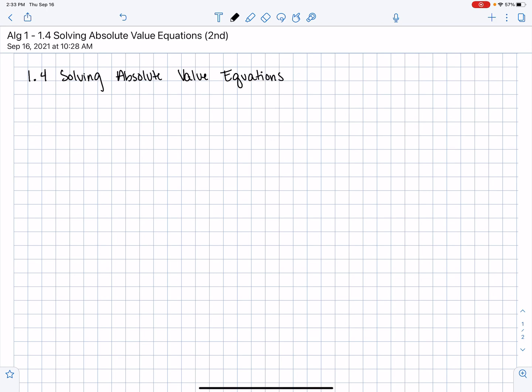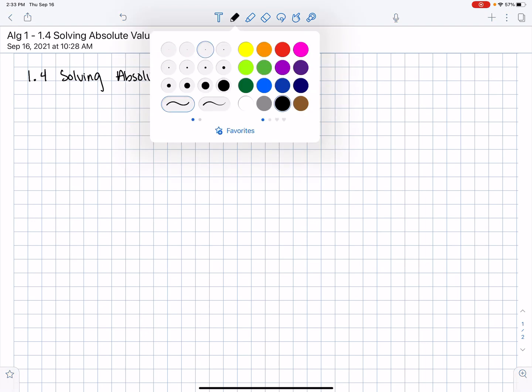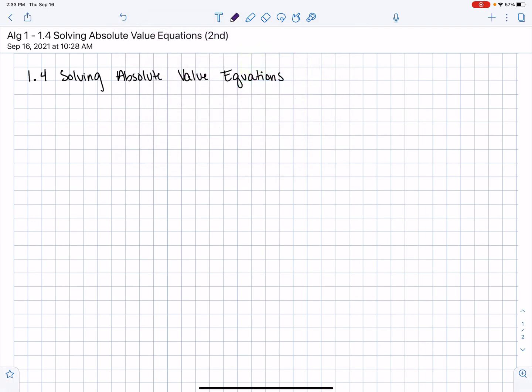So the cool thing about these videos is that you can pause them, replay them, do whatever you need to, but you do need to write down everything that I write down on the screen. So let's first start with what is absolute value. Well, you've probably seen it in the past. The absolute value is the distance from 0.